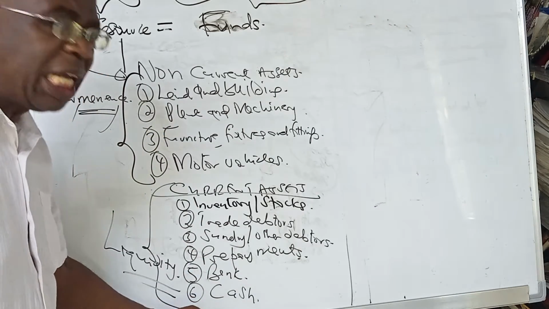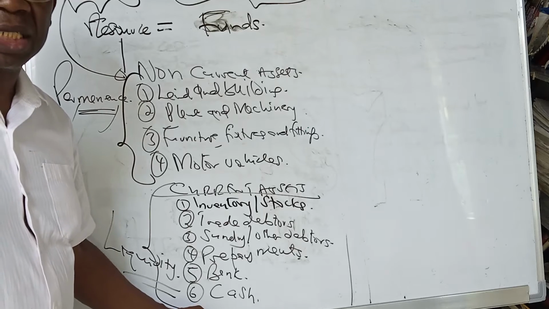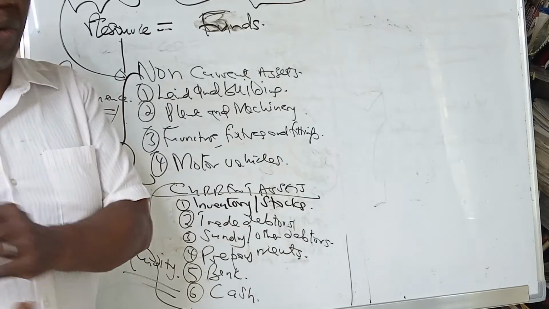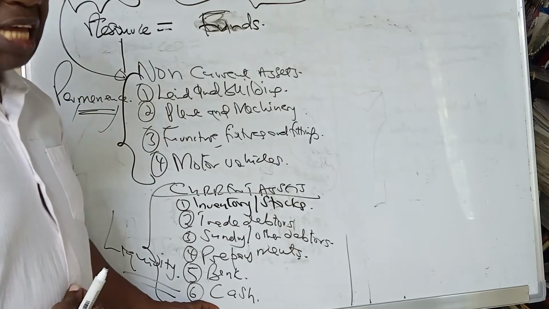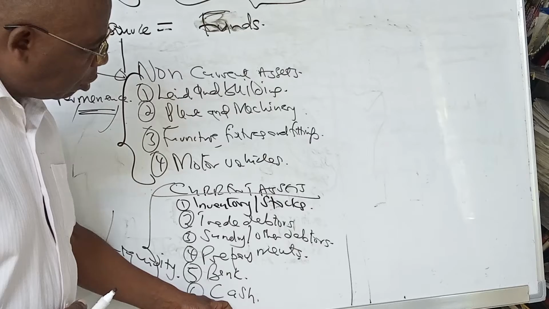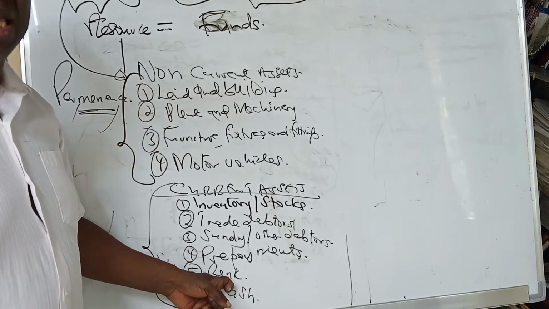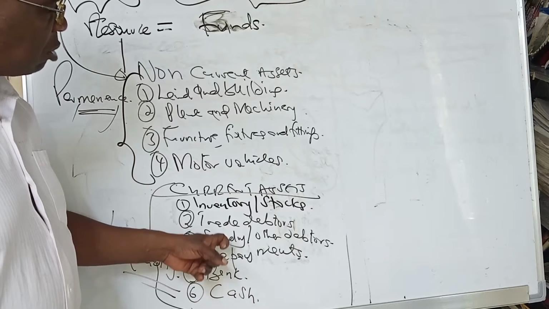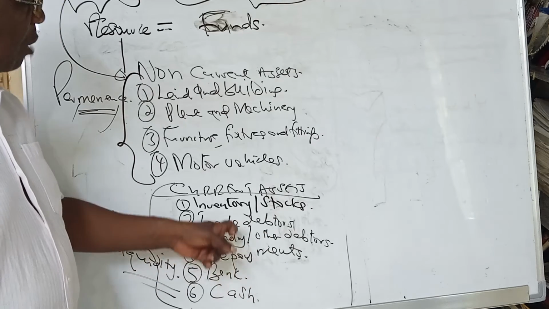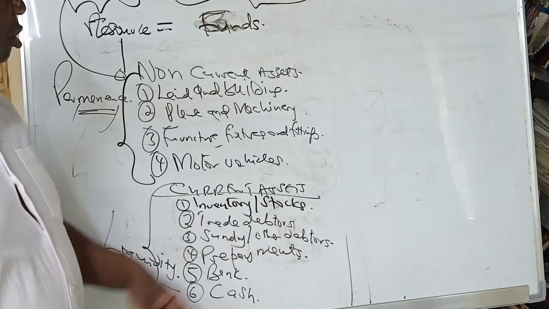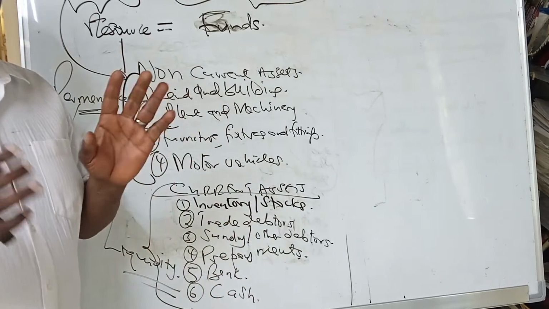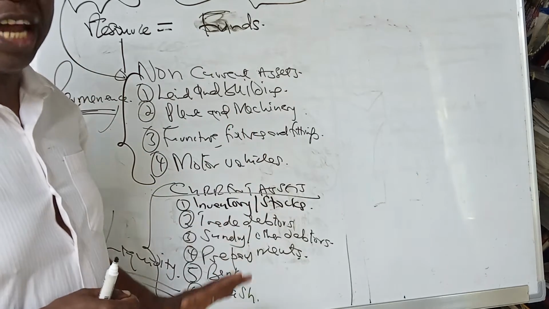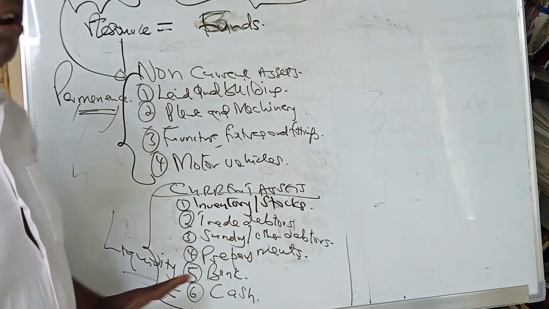So the most liquid asset is always cash. The most liquid asset, the asset you can pick and spend elsewhere, is cash. Then the one which is closer to cash is bank, money in the bank. Money in the bank is not like prepayments, and prepayments are actually not like sundry or other debtors. Then we come to debtors and then to inventory and stocks. We memorize the current assets in that order because that order is called liquidity.